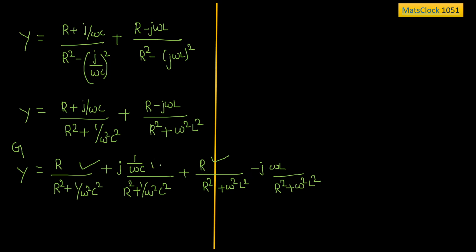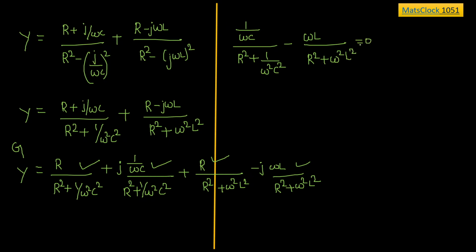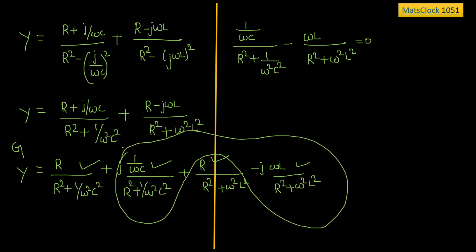There are two imaginary terms, 1 and 2, so let us take only the imaginary terms. It will become 1 upon omega C in the numerator, and in the denominator we will have R square plus 1 upon omega power 2 C power 2. And then minus omega L upon R square plus omega square L square equals 0. This is the complete imaginary part, the addition of this one and this one. It is going to be 0 now.